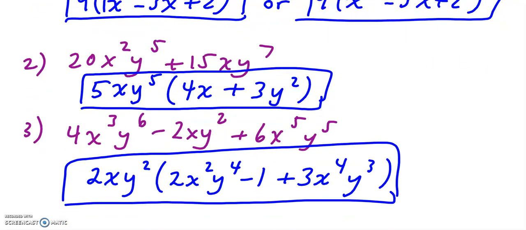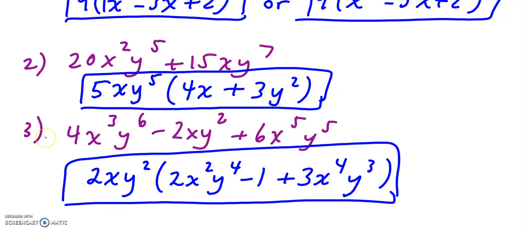Number 2, I noticed that the biggest number that you can take out of 20 and 15 is 5. I looked at x squared and x and took out a singular x because it's the lower exponent. Then I looked at y to the fifth and y to the seventh and took out the lower exponent of 5. And then I did some division and subtraction. 5 goes into 20 4 times. X goes into x squared, and there's 1 left. Y to the fifth out of y to the fifth is gone. Plus 5 goes into 15 3 times. X into x is gone. Y to the fifth into y to the seventh is that there's 2 y's left. So this was my final answer for 2.